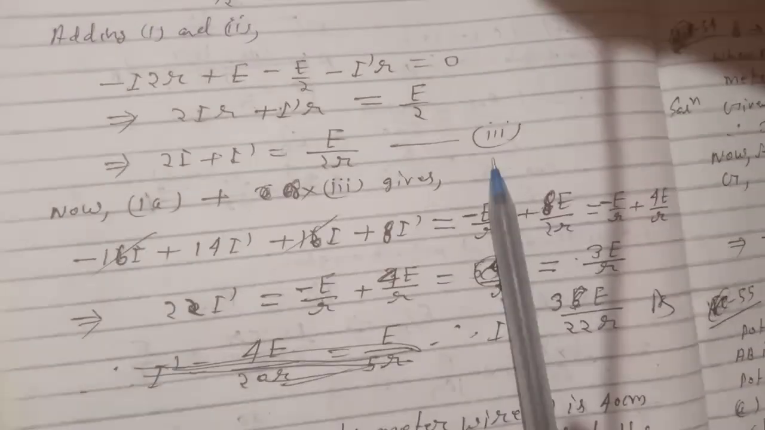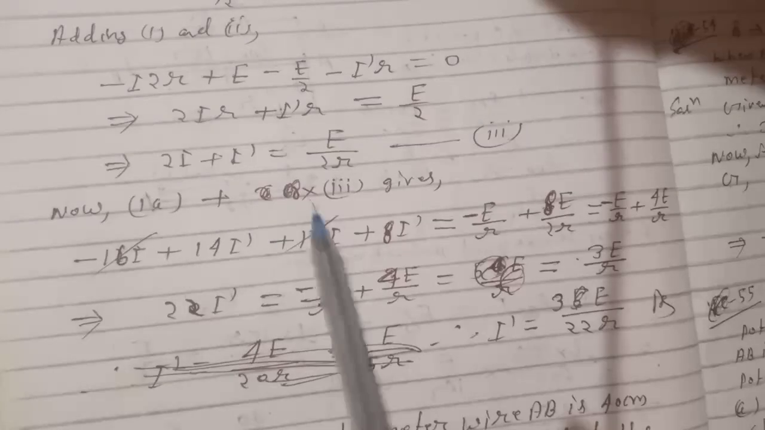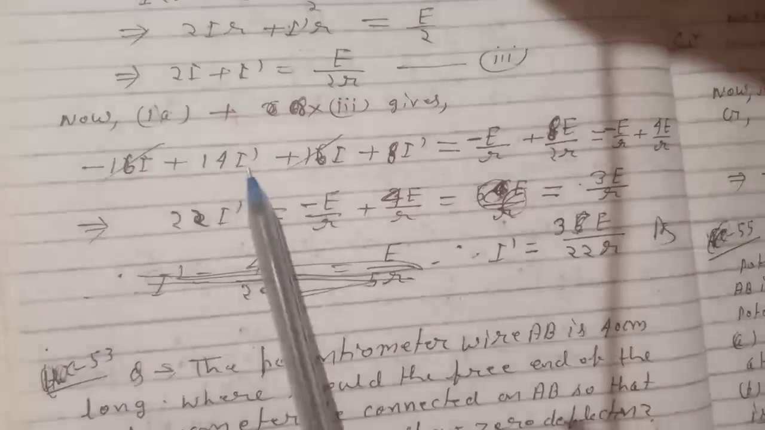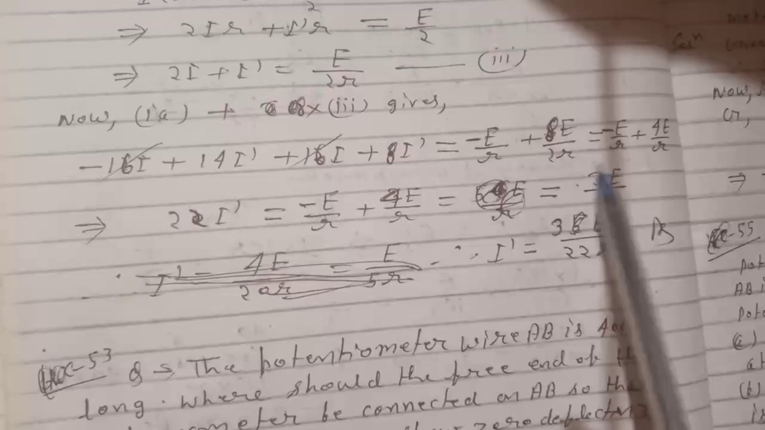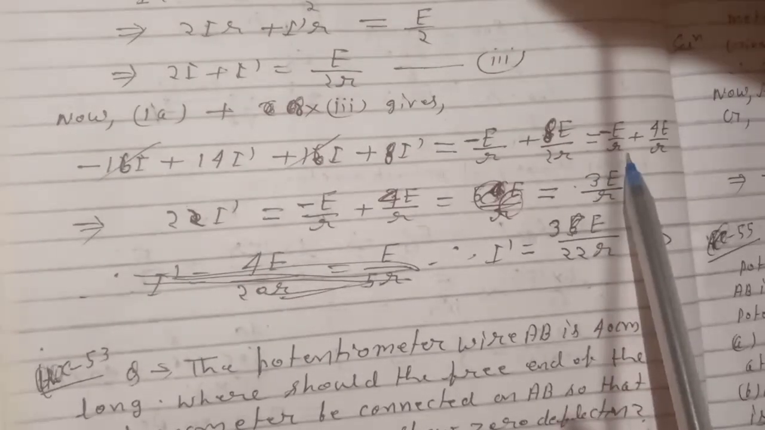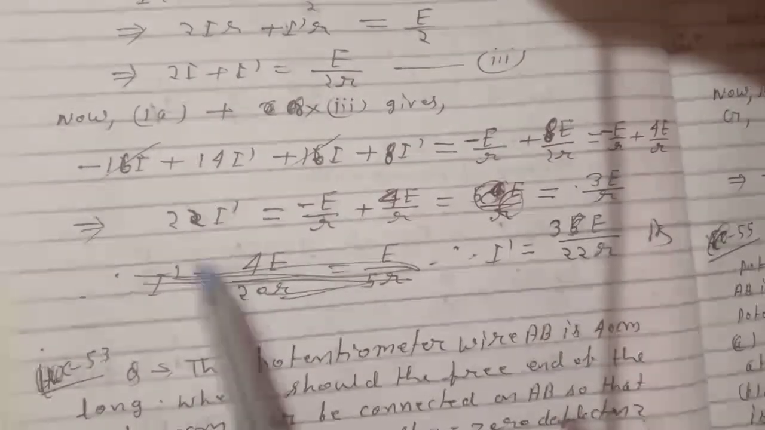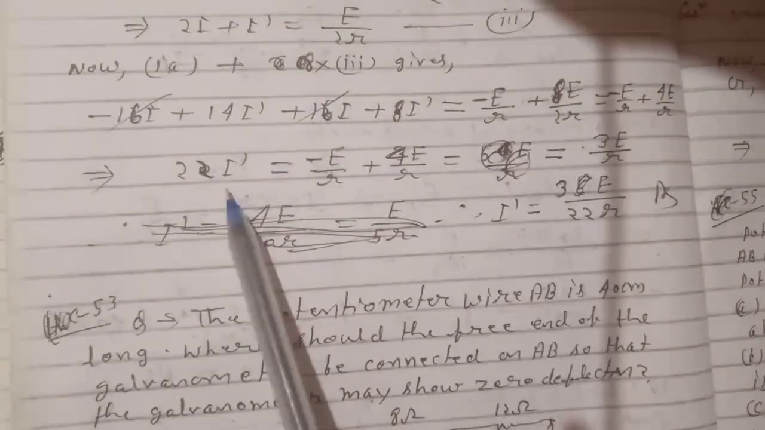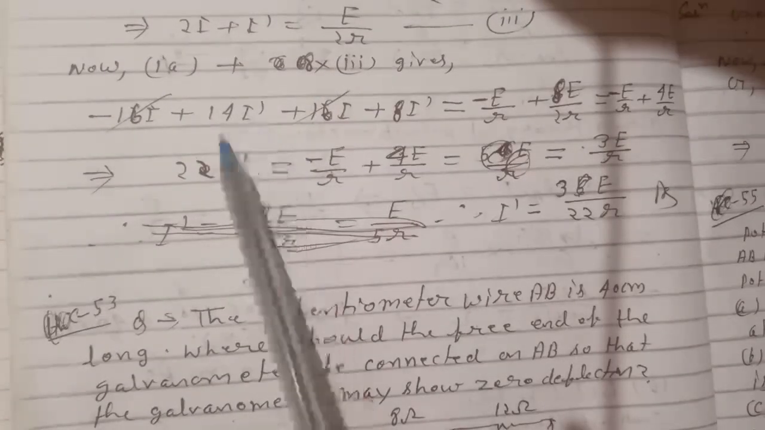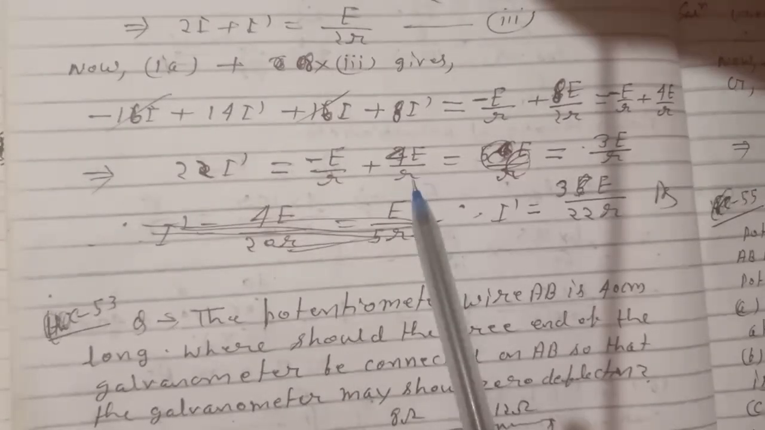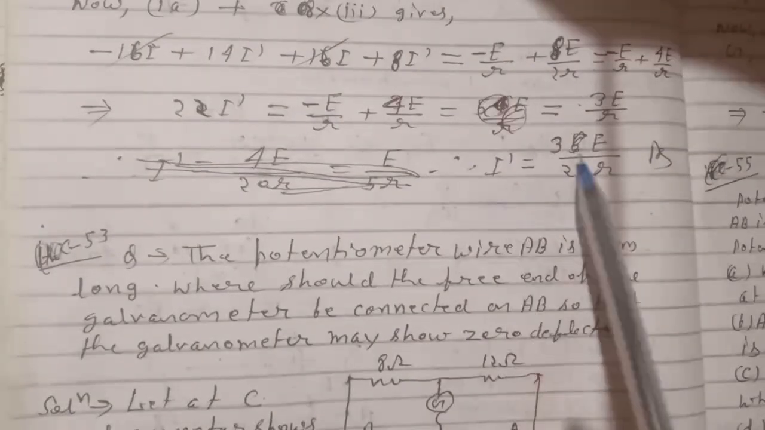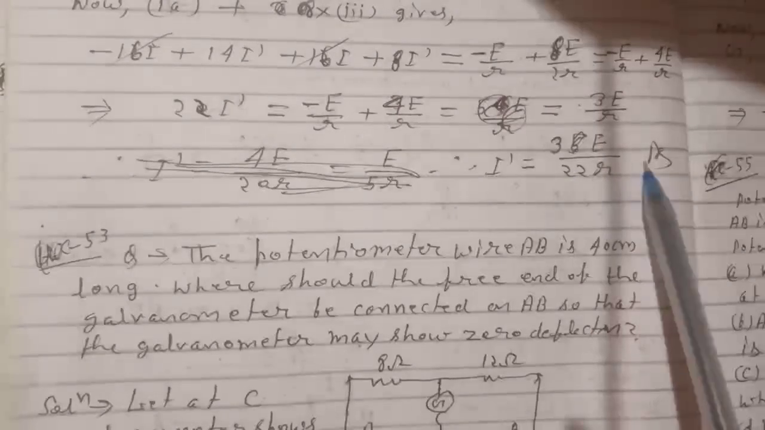This is equation 3. Now 1A plus 8 into 3 gives minus 16I plus 40I dash plus 16I plus 8I dash equal to minus E by R plus 4E by R. So this will cancel, and 40I dash plus 8I dash, 22I dash equal to minus E by R plus 4E by R equals to 3E by R. Hence I dash will be equal to 3E by 22R. Answer.